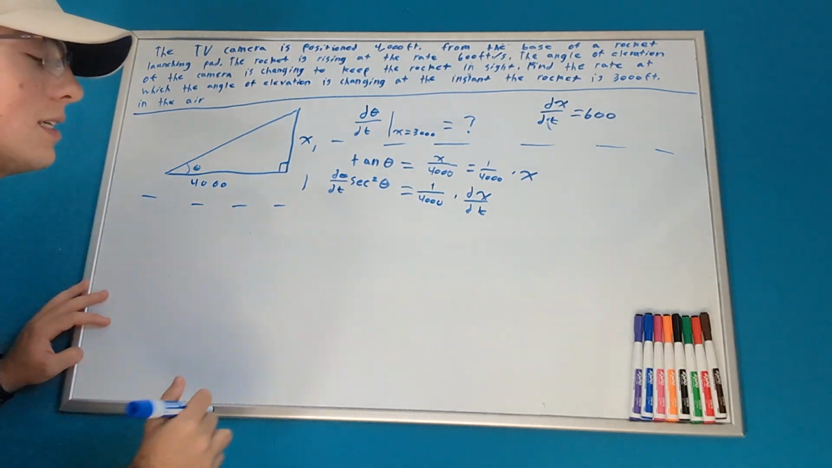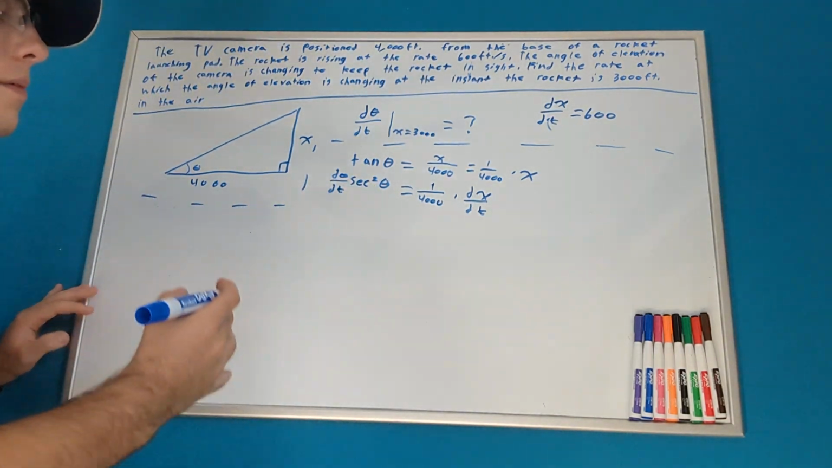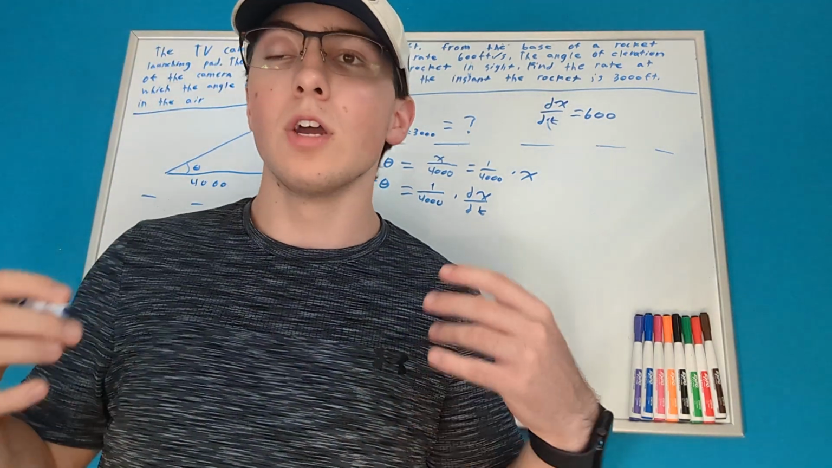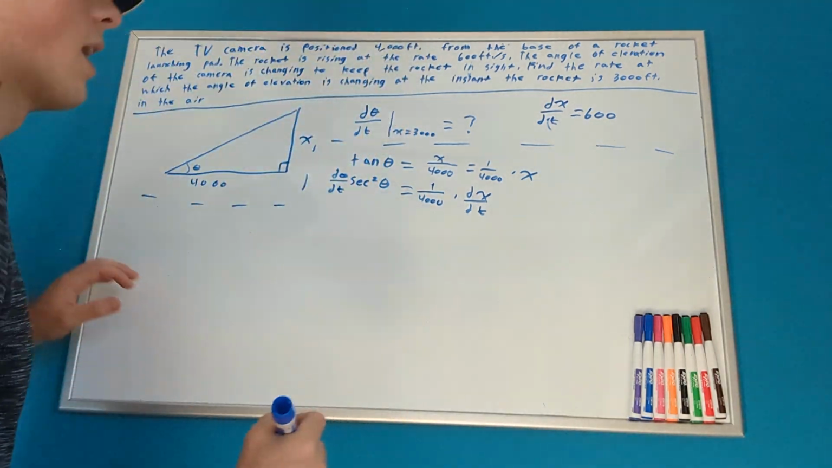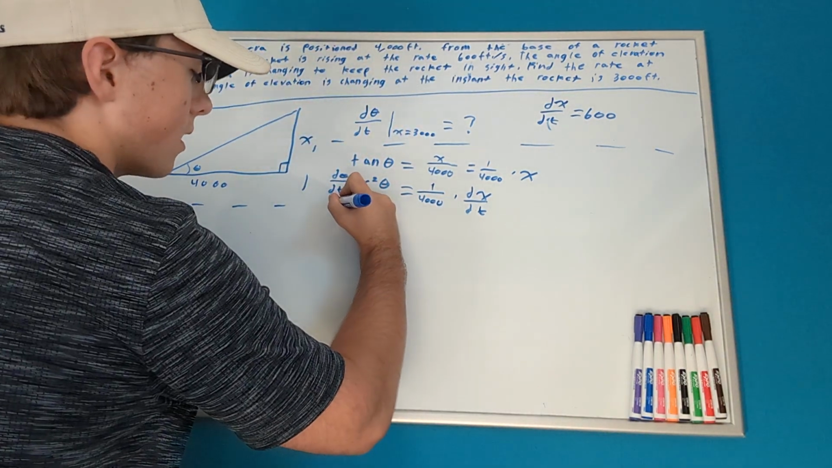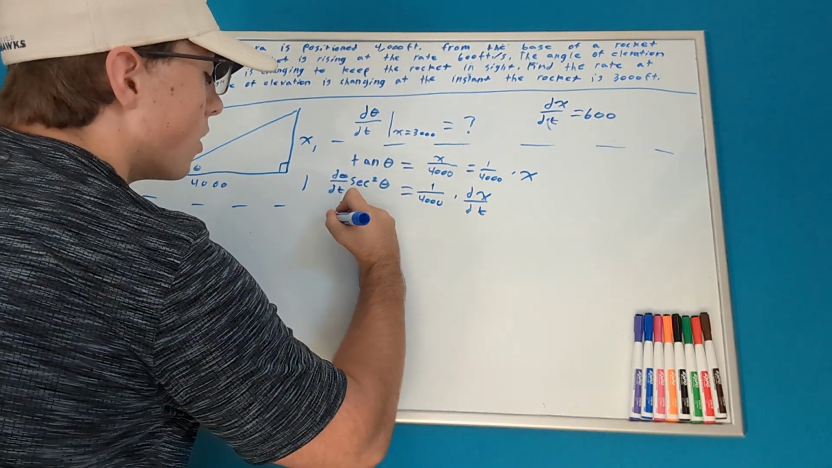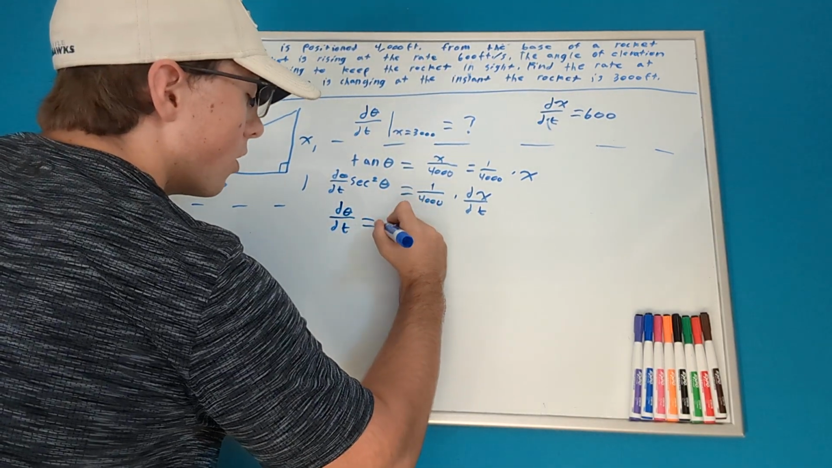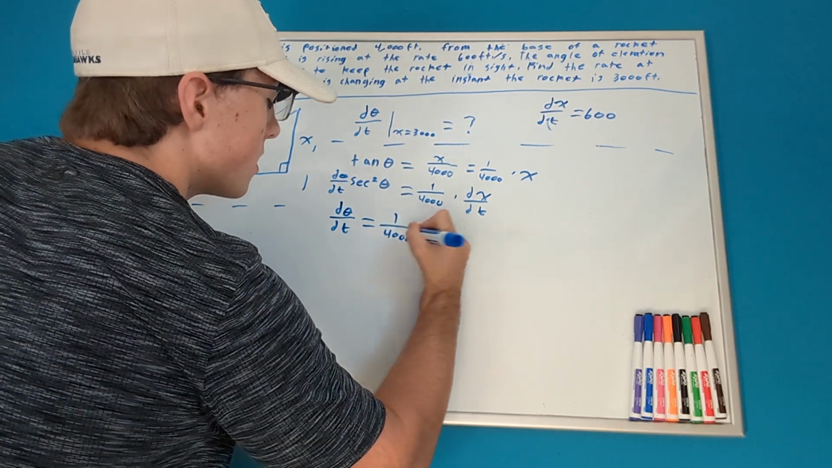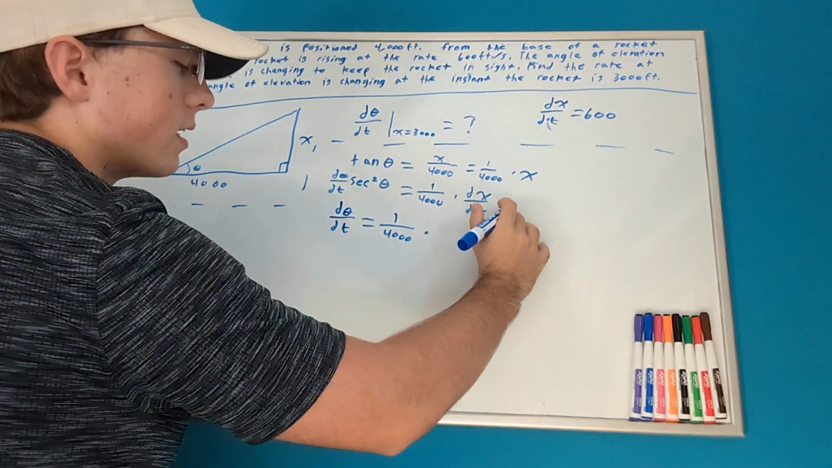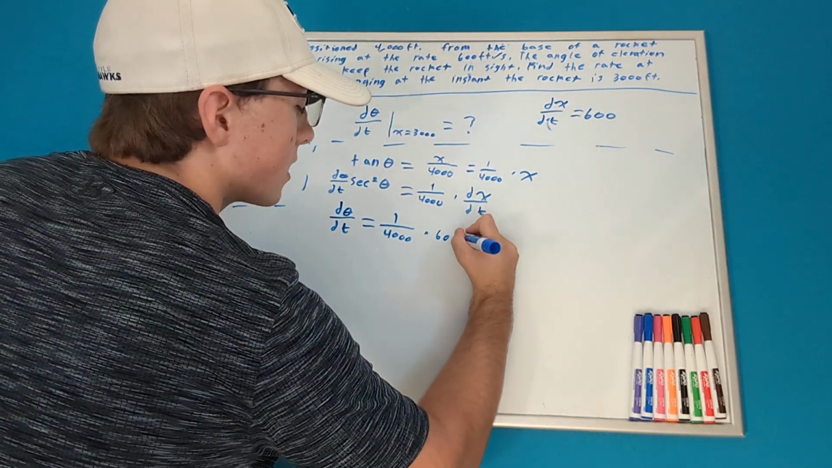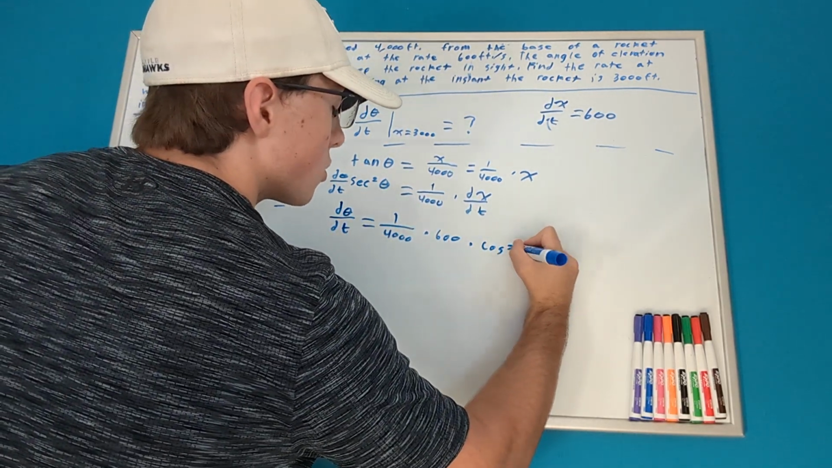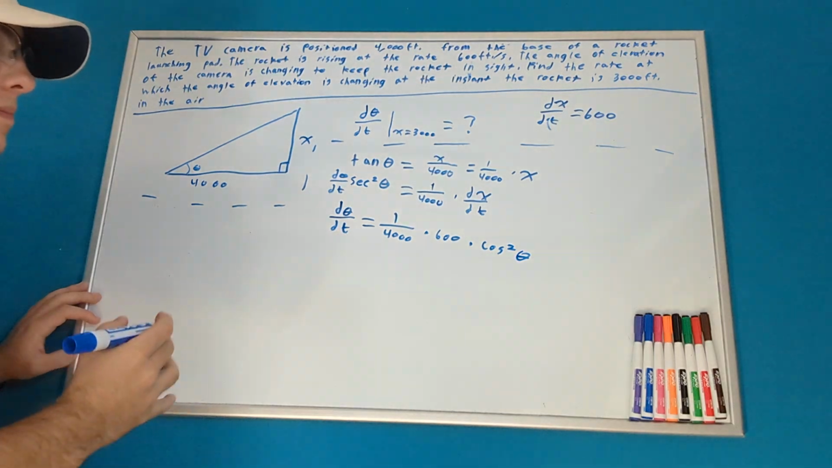We just want to isolate d theta over dt. So let's divide each side by secant squared theta, which is the same thing as multiplying both sides by cosine squared theta. So we get d theta over dt equals 1 over 4,000 times, let's substitute in dx over dt now, 600 times cosine squared theta, okay?